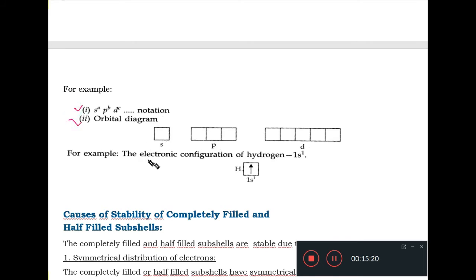For example, if I write the configuration of hydrogen, I can write this way: 1s, which means first shell and subshell is s, and there is only one electron in hydrogen. Or I can represent it in this manner also. Please remember, S subshell is always represented like this because S has only one orbital. P is always represented like this because there are 3 orbitals in P subshell, and D is represented like this because the total number of orbitals in D subshell is 5. Okay, students.